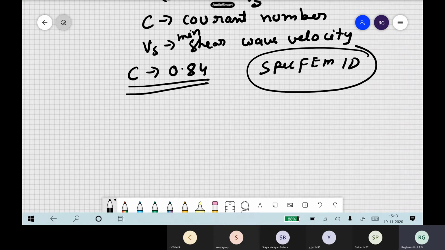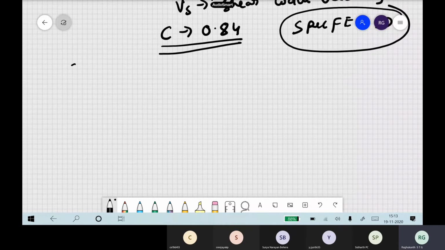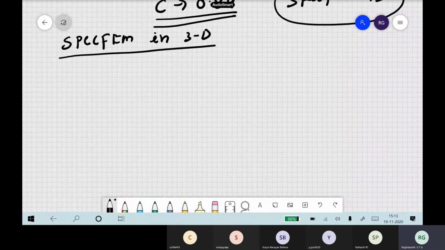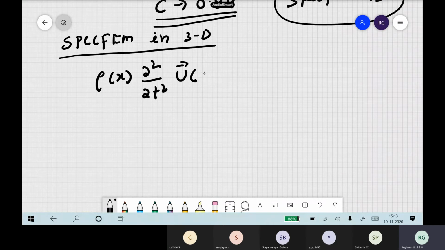Now let us see in 3 dimensions. It is straightforward in 3D. The only difference is that your shape functions and other things are going to change. So these are our equations: dou square by dou t square. Now u is a vector, because we have all the displacements.